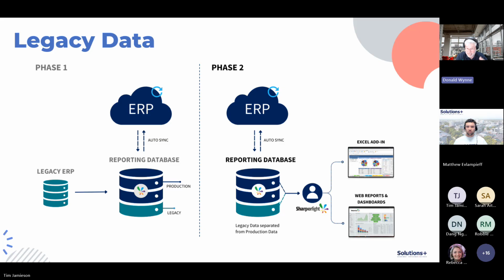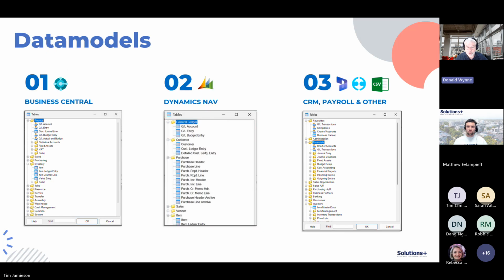So again, getting back to the analogy, Sharperlight as an octopus can pull that information in from multiple different sources. If you just go to the next slide, Tim. Okay, so data models are not all the same.